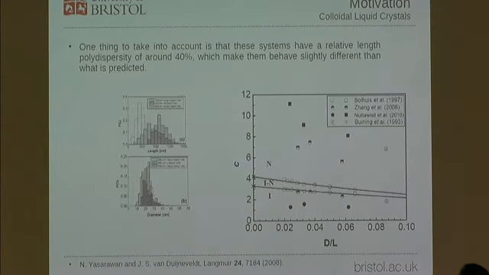This difference in the results is mainly because our system has a high polydispersity of around 40%. And also we say that particles are hard particles, but sometimes we have some kind of interaction that also affects the phase behavior.